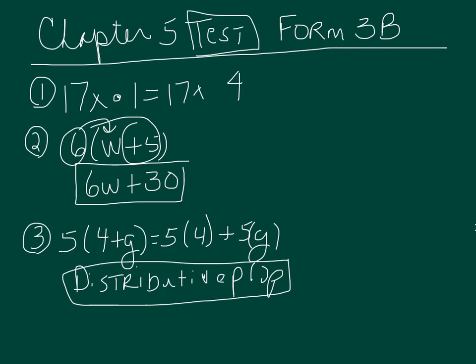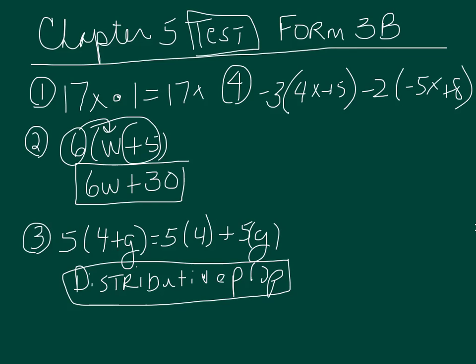So make sure that information is correct. Let's move on to number 4, and number 4 says simplify. So you're going to combine like terms, and we have negative 3 times parentheses 4x plus 5, and then we're going to go times negative 2 times negative 5x plus 8. All right, now this is loaded.